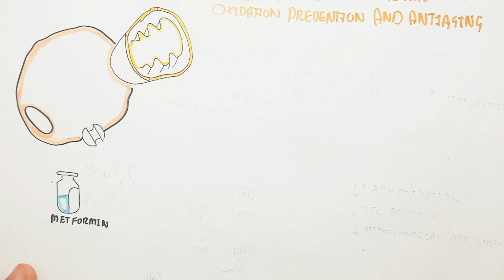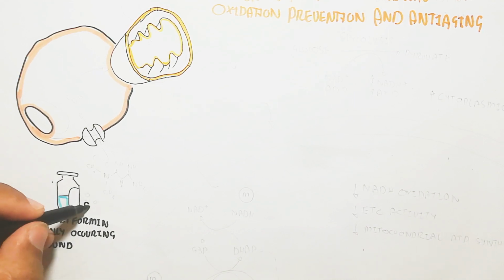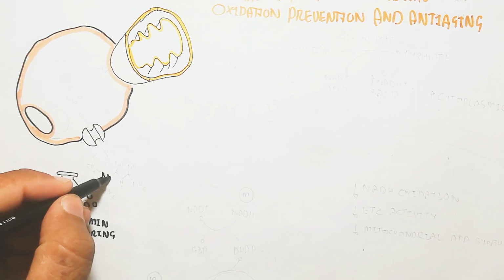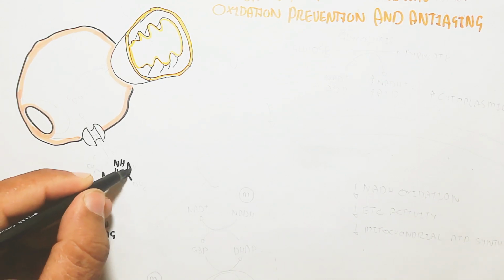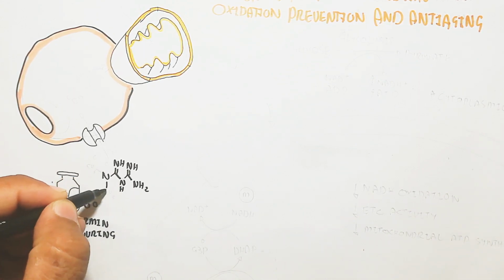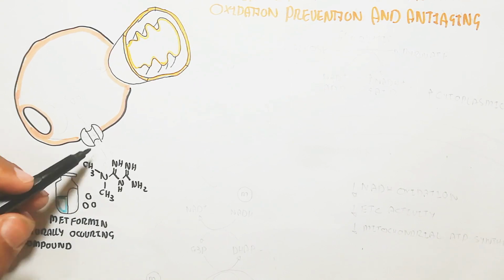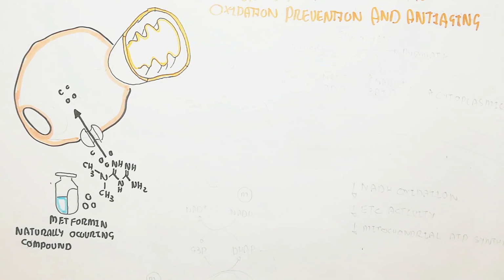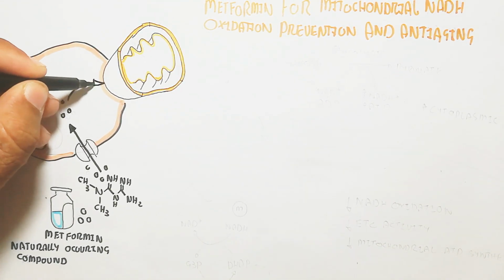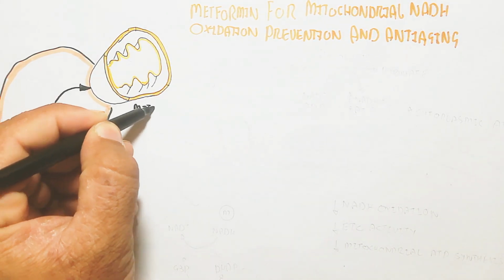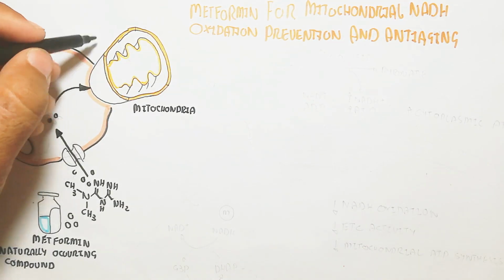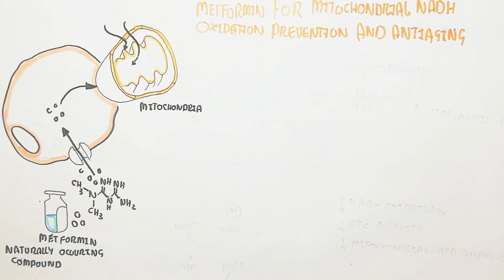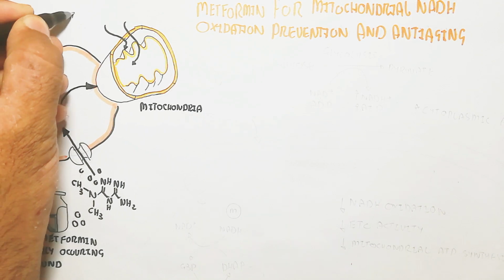Metformin is a naturally occurring compound, which when you take the tablet, will enter into the cell, and when it enters the cell, it will target the mitochondria. This is the double membrane organelle in the cell, known as the mitochondria. It is known as the powerhouse of the cell, and it is responsible for the production of ATP.